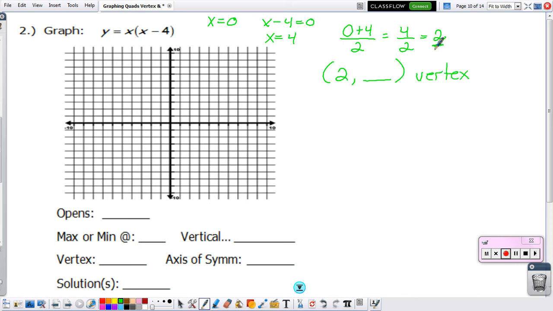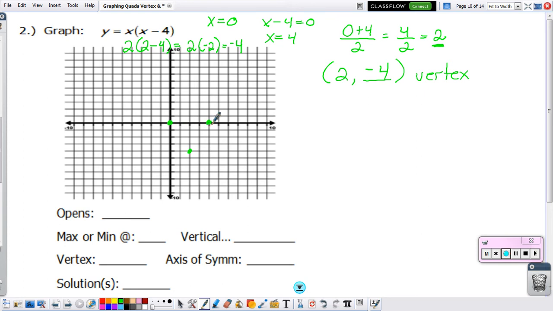That only gives me the x coordinate for the vertex. So I will need to take this 2 and plug it into the equation. So it's 2 times (2 minus 4). That's going to give me 2 times negative 2, which is negative 4. So I now have my vertex. I have 3 points that I can plot. I have 2, -4, and I have a 0 at 0, 0, and another one at 4, 0.